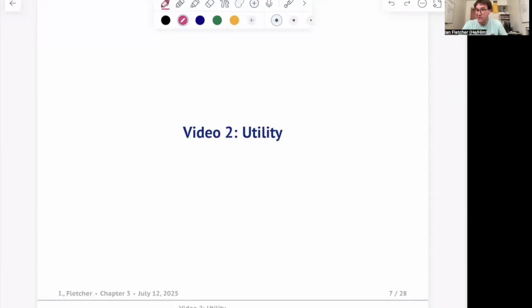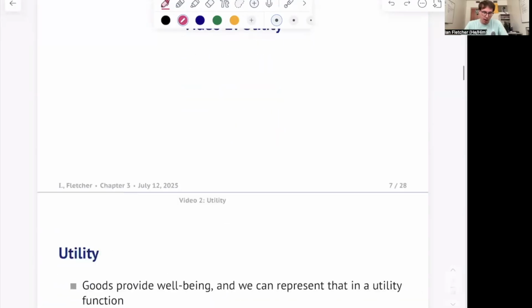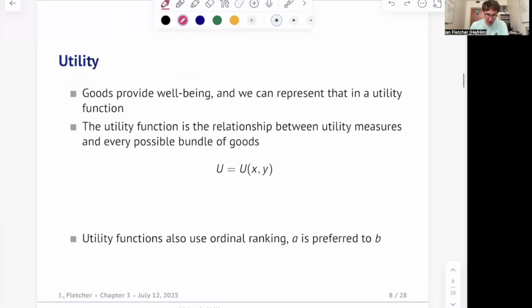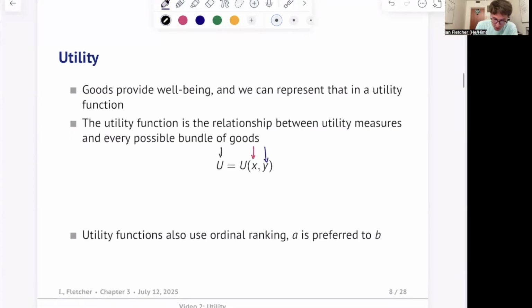We are starting the second video, utility. And utility is going to be more into, we're going to actually start doing some things with this, right? So our utility is the goods that provide well-being, and we represent that with a utility function. The utility function is the relationship between every possible bundle of goods. So we're going to have every possible combination of X and every possible combination of Y, and those are going to lead to different combinations of U, right?